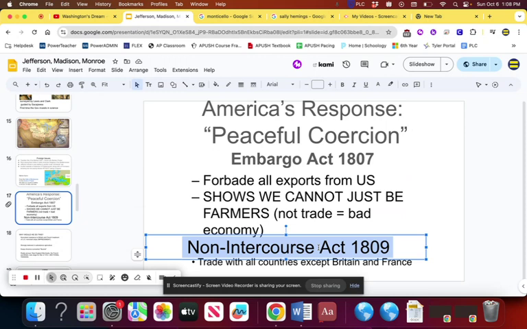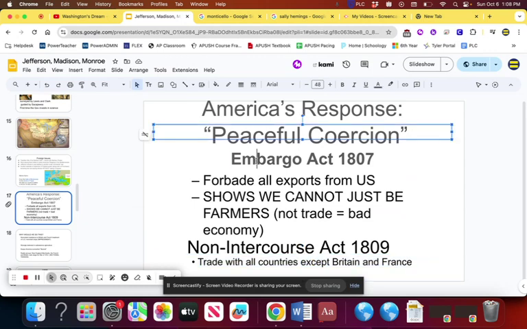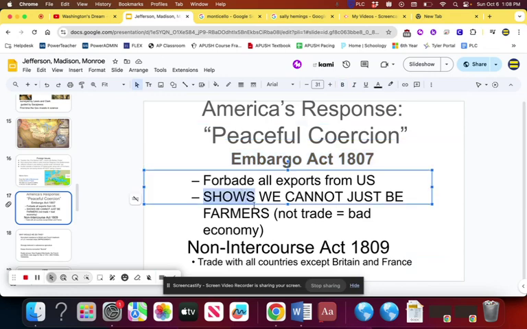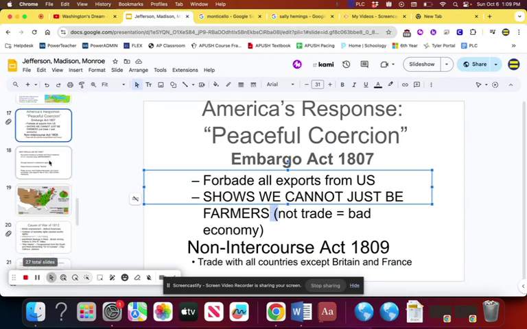Jefferson also recognizes this, even though this is slightly after his presidency. So I guess the U.S. recognizes that this is a bad idea, and we start just trading with everybody except for Britain and France. But this is definitely the big issue with Jefferson, the Embargo Act. We cut off trade for the world. It really does show us that we can't just be farmers. The U.S. is going to have to trade with other countries.